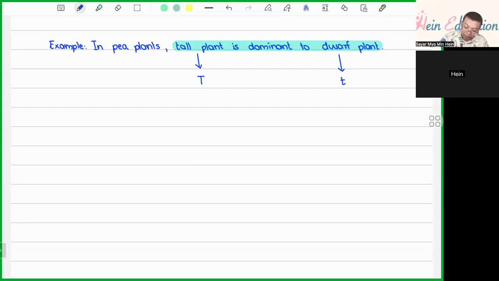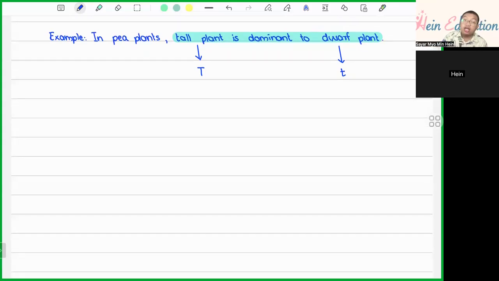So when we combine, we will have a total of three combinations. There will be capital T capital T, capital T small t. It can be small t capital T, but we represent the dominant character first. So capital T small t, and then small t small t. Those are the chromosome, or rather the alleles. So we can say these are the genotype, right?